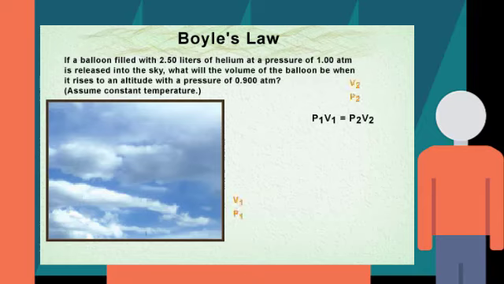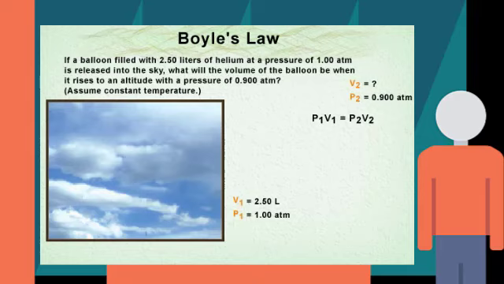Assign each variable in the equation to its corresponding quantity given in the problem. The initial volume, V1, is 2.50 liters, and the initial pressure, P1, is 1 atmosphere. After the balloon is released and rises high into the air, the conditions change. Here the new pressure, P2, is 0.900 atmospheres, and you want to solve for the new volume, V2.